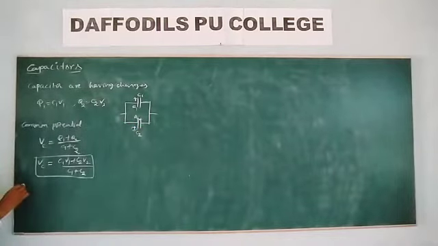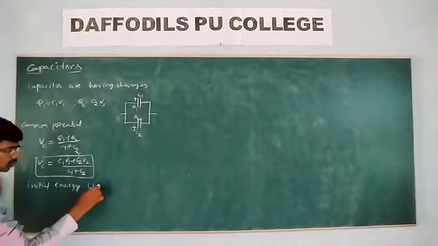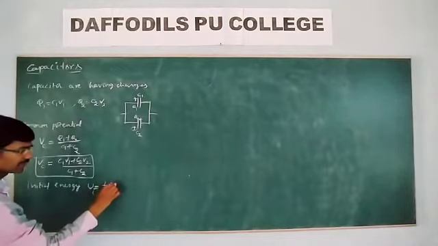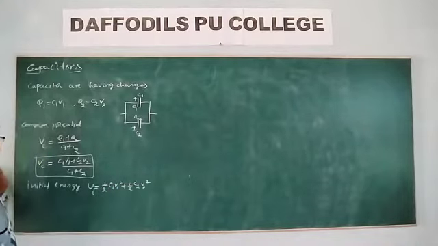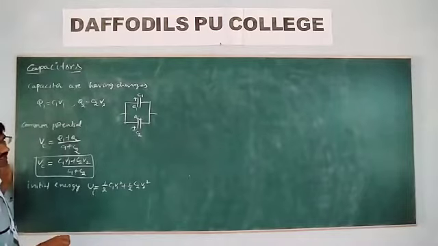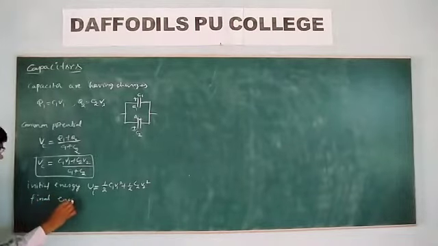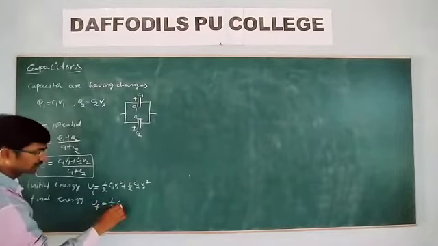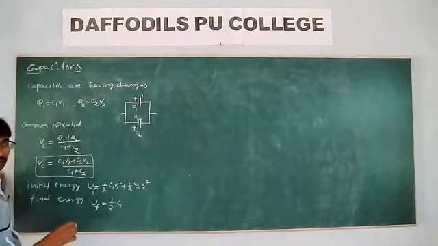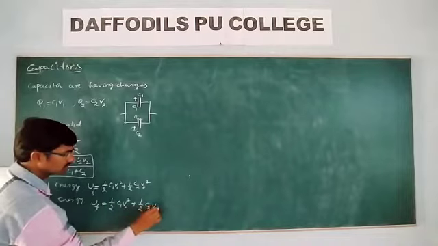Then what will be the initial energy? Initial energy of the system, U initial, is equal to half C1 V1 square plus half C2 V2 square, because we have different potentials and different capacitances. Next, what is the final energy of the combination? Final energy UF is equal to half C1 Vc square plus half C2 Vc square, because both will have the same potential.